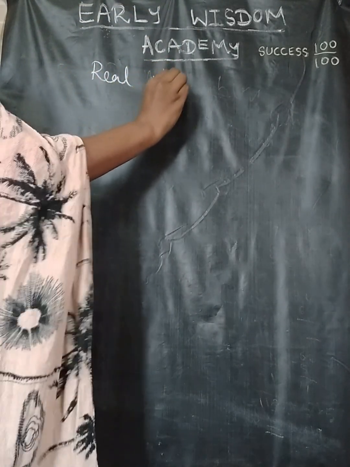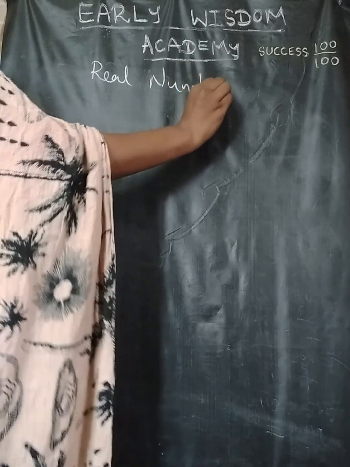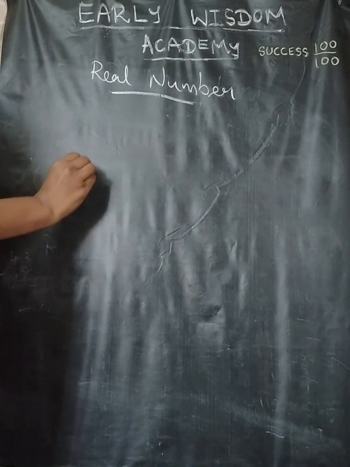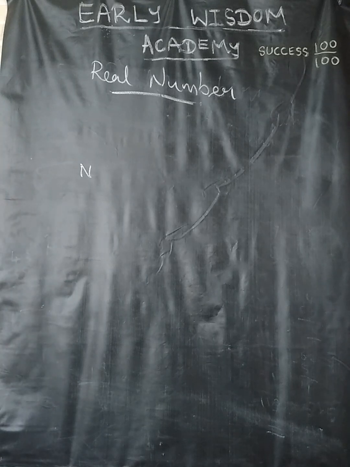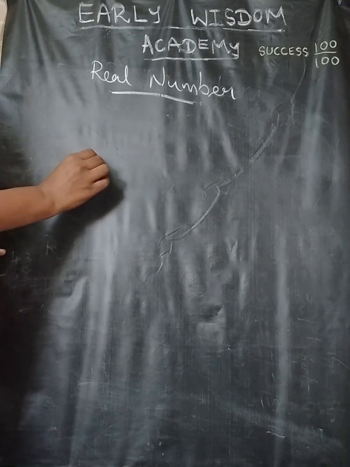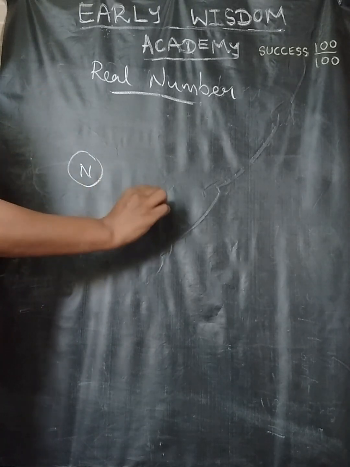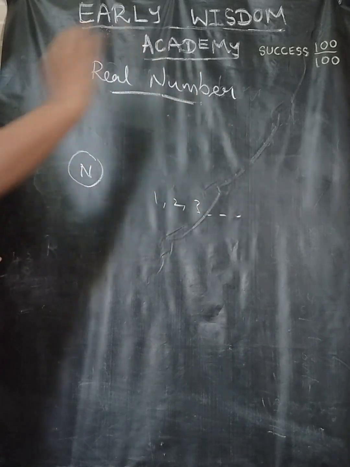Real numbers, chapter number 1. To understand what real numbers are, you should know what natural numbers are. Natural numbers are the numbers that start from 1, 2, 3 and so on.